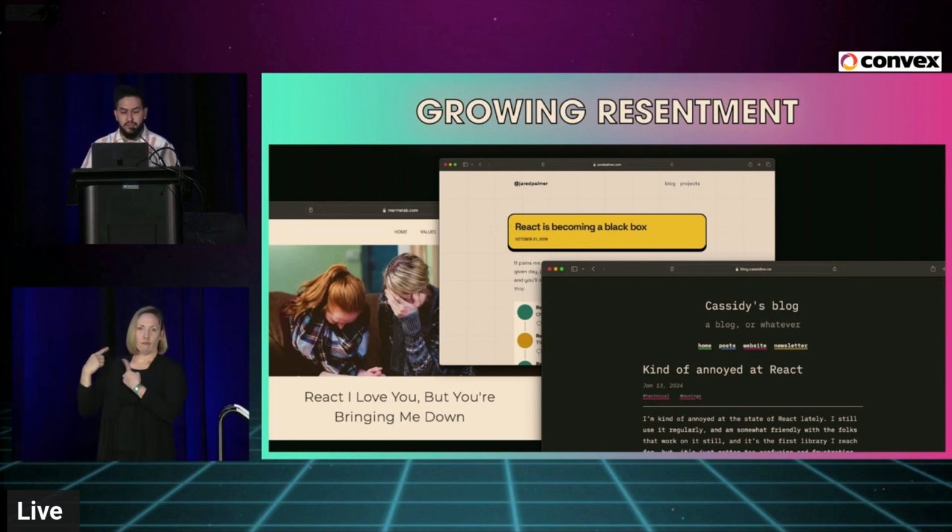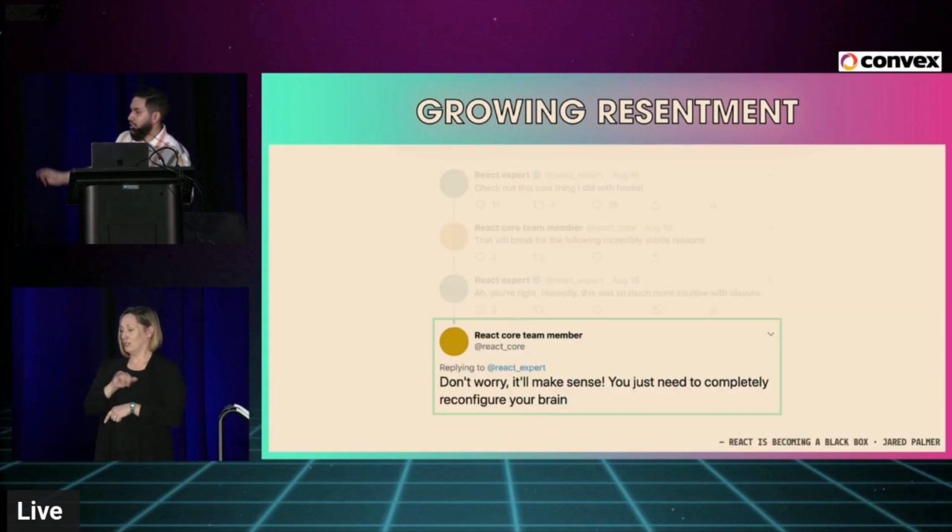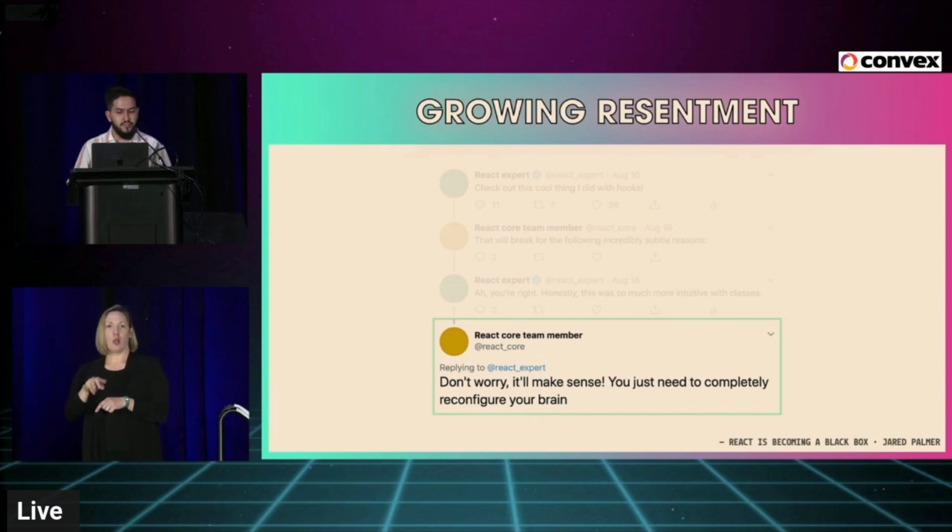This growing resentment is nothing new, and you can find posts from all the moments throughout history. And I do love this one by Jared Palmer. He posted back in 2019, so way before the server components narrative. And the bottom line is, don't worry, it will make sense. You just need to completely reconfigure your brain.